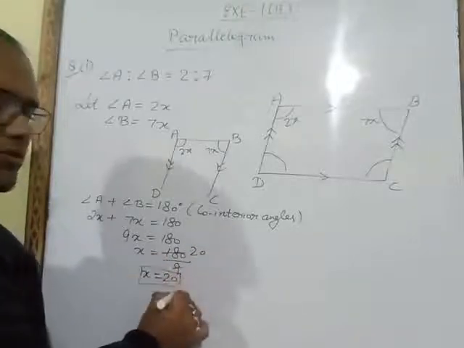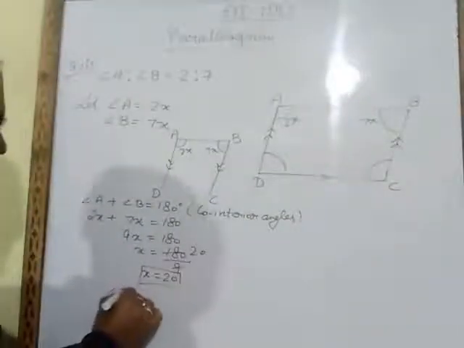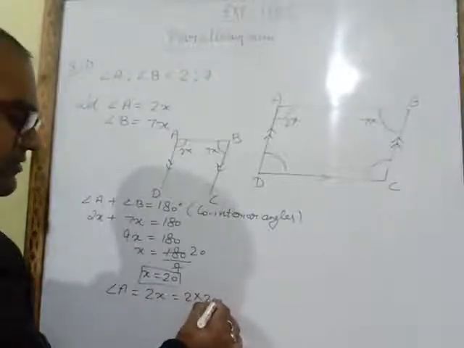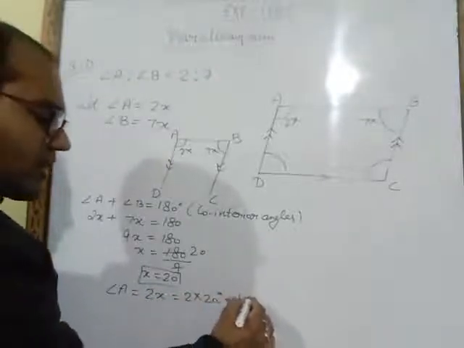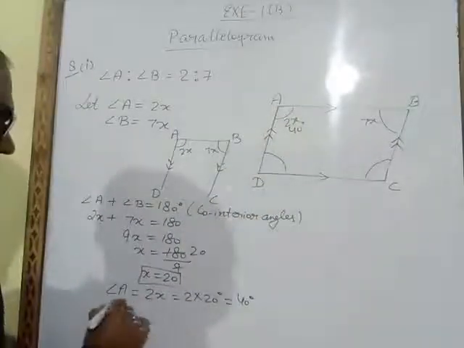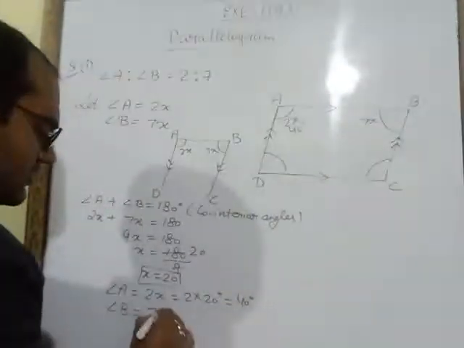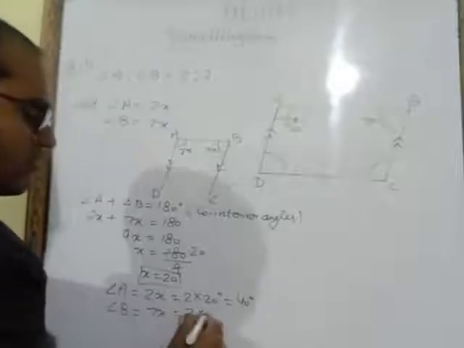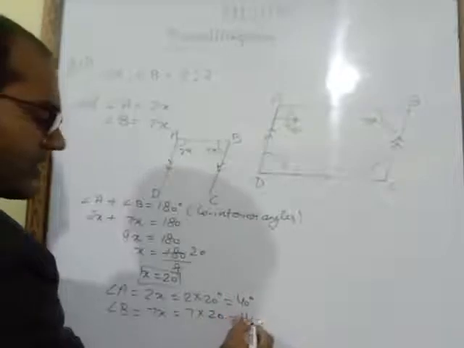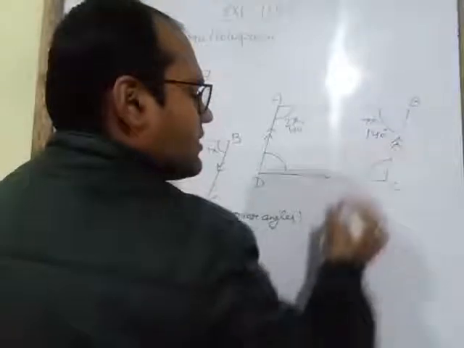Now this x value we have to put in A as well as in B. So angle A is 2x, that means 2 multiplied by x value 20. So the final answer of A is 40. Here we will write value of A is 40 degree. Similarly angle B is 7x, so 7 into 20. On solving we will get 140 degree. So value of B also we got, 140 degree.